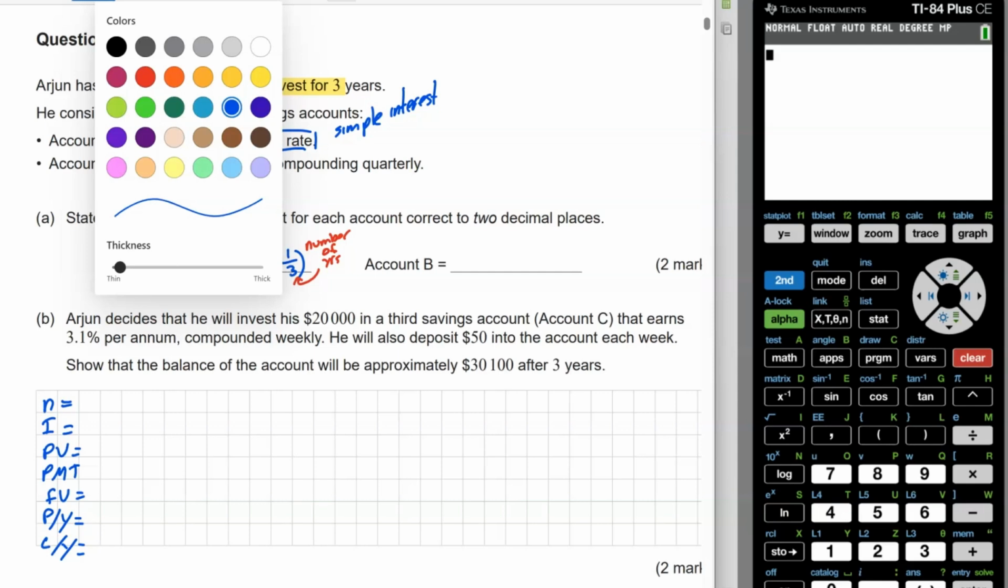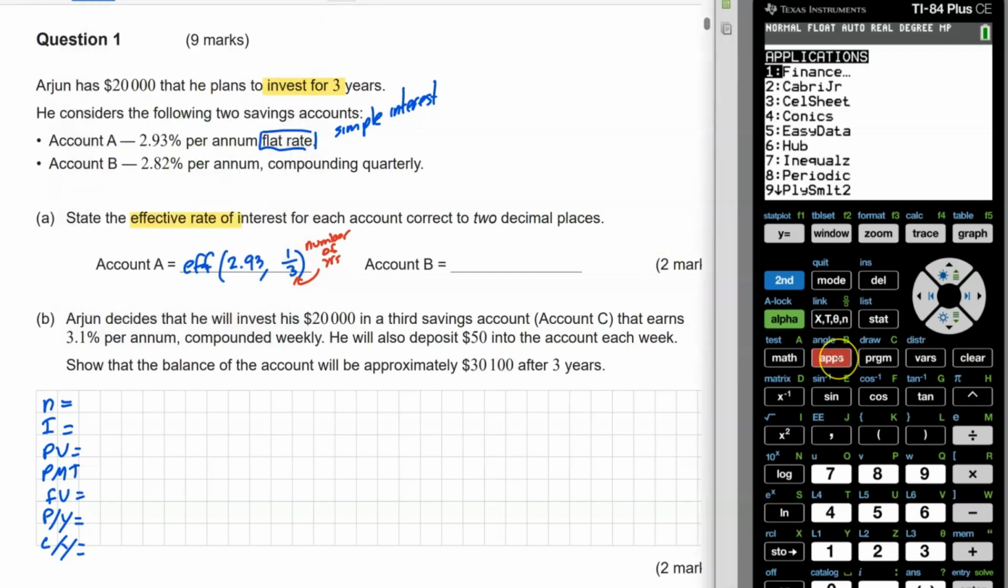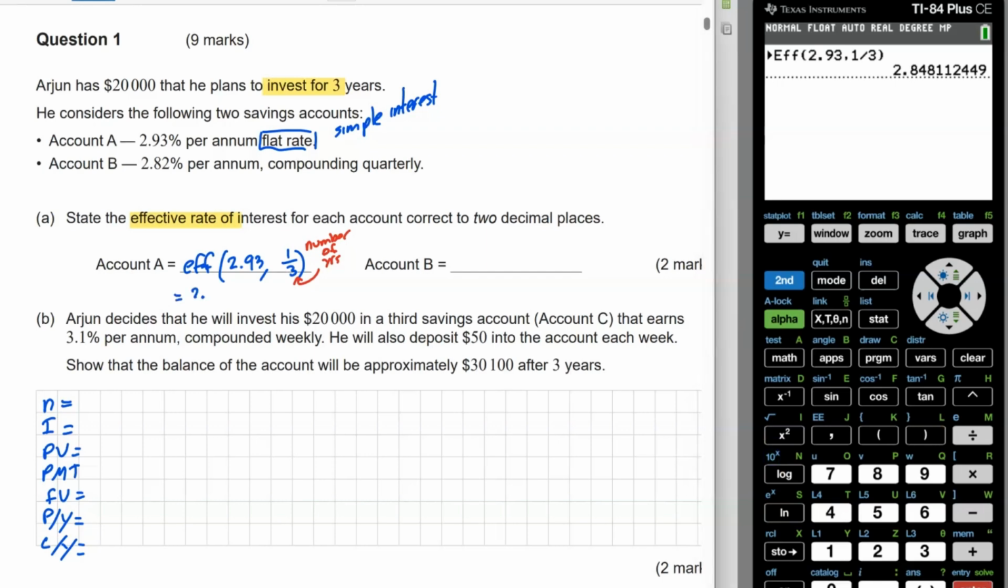Okay, so let's go to the graphics calculator. So we want to go over to apps. We're going to go to finance. I have to scroll down a little way for this one till we find that EFF. We're going to put in 2.93, make sure you've got the comma, and then 1 divided by 3 to close that off. So in this case here, we have an effective rate of 2.85%. Now I've chosen to round it to 2 decimal places because it does say in the question 2 decimal places. Just make sure you always are looking for something like that before you're rounding.